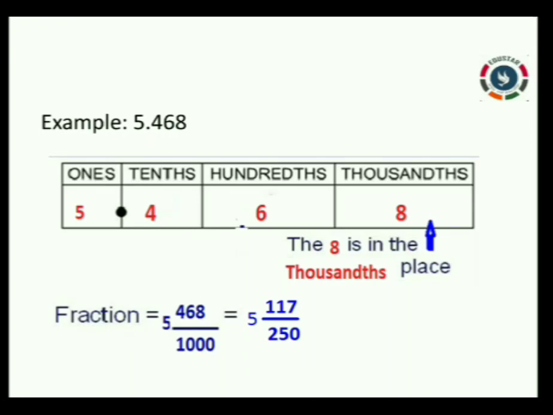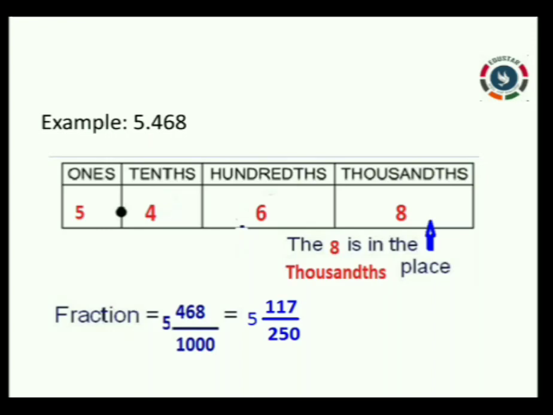5.468. Here you have the whole part as 5. Your decimal part is 468. For writing the fraction, you have to check the last digit, right? Here 8 is your last digit. 8 is in the thousandths place, right? So 1000 is your denominator. How will you write the fraction? You have to write the whole part first, right? So 5. Then you write the numbers 468 divided by 1000.